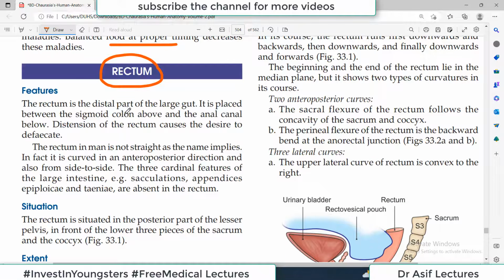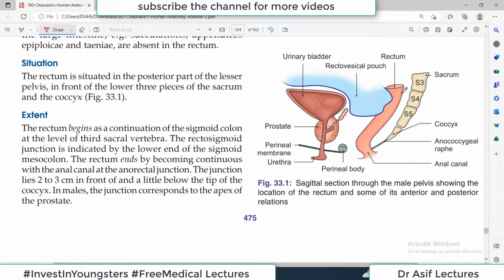The rectum is the distal part of the large gut and it is placed between sigmoid colon above and anal canal below. Distension of the rectum causes the desire to defecate. Now usually इस तरह से होता है कि जो rectum है ये usually empty होता है. So here for example in this diagram we are looking at the rectum here and this is the anal canal. So इससे ऊपर obviously there will be sigmoid colon और उससे ऊपर फिर different parts of descending colon, transverse colon.